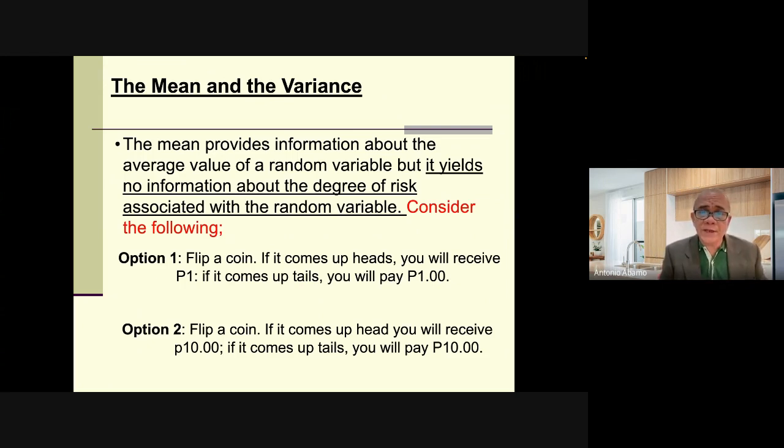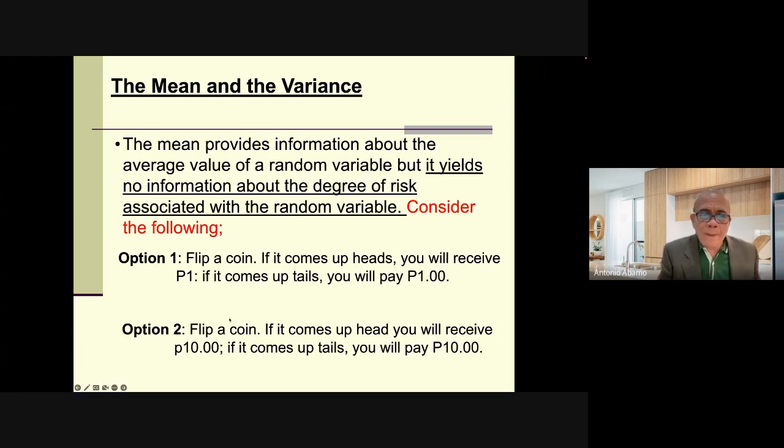Now, the mean variance analysis provides us information about the average value of a random variable, but it yields no information about the degree of risk. In other words, the expected value provides us information about the payoff, but it's not saying anything about the degree of risk, because risk is actually associated with the variance.